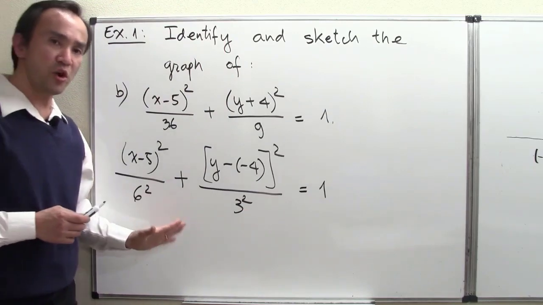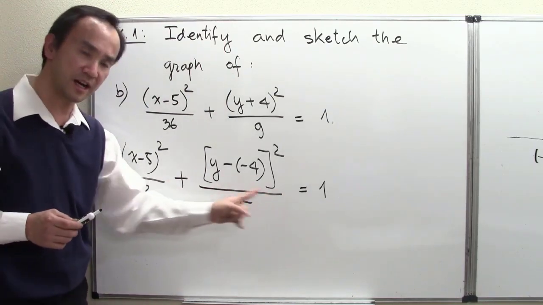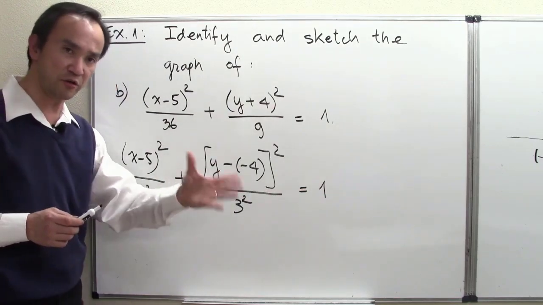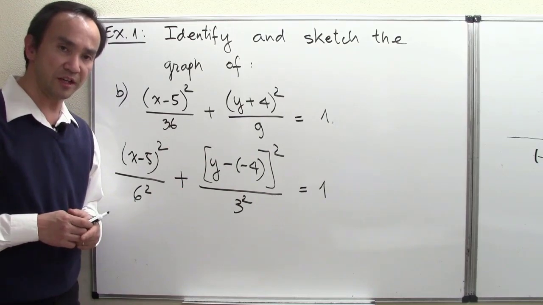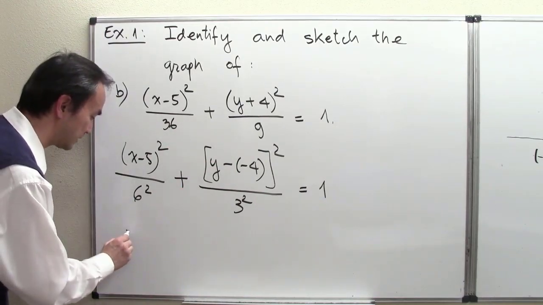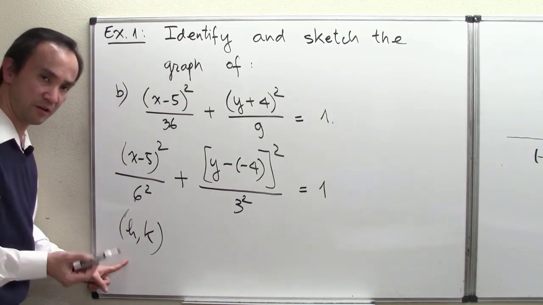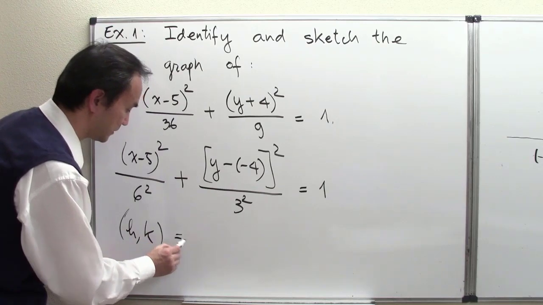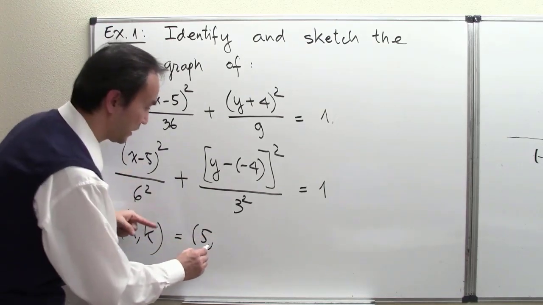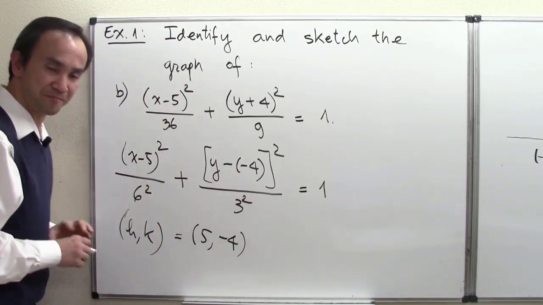So this equation now, with some simple rearrangement, has made it clear that this equation aligns with our standard general equation of an ellipse. And so in that way, I recognize that h, k, the center of our ellipse, is going to be 5 for h and negative 4 for k. Okay.